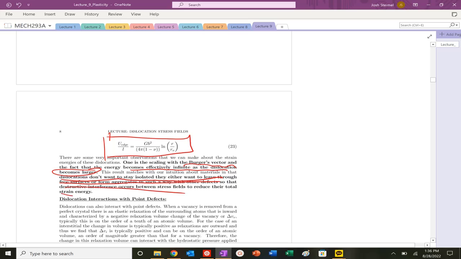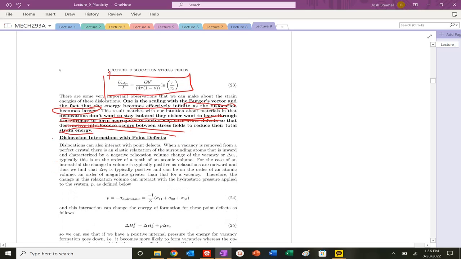So you can calculate those values here, and next time we're going to see how these dislocations interact with point defects. Specifically, how do they interact with vacancies? How do they interact with interstitials?